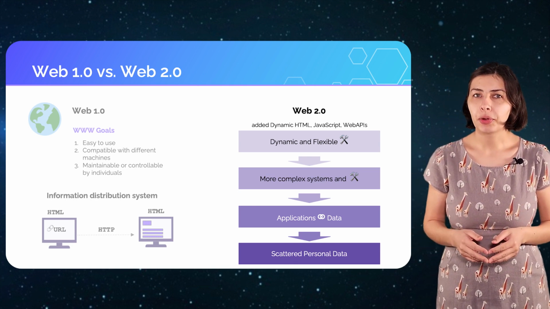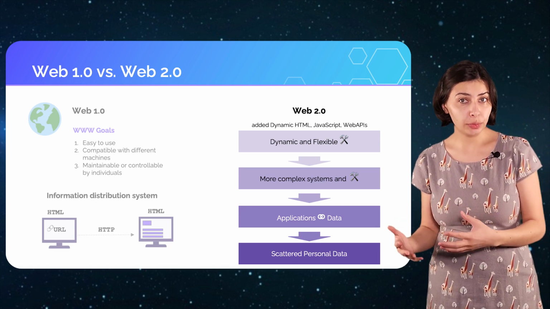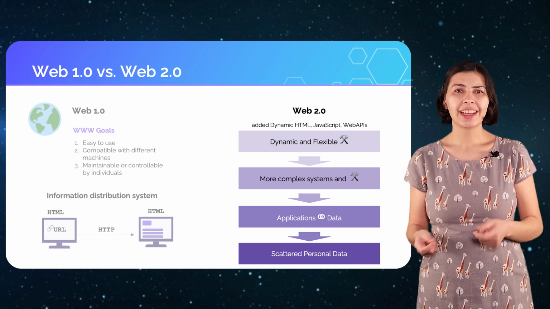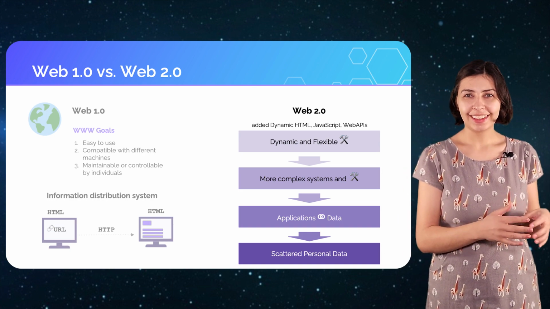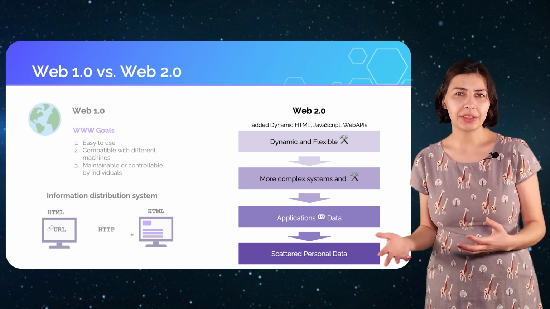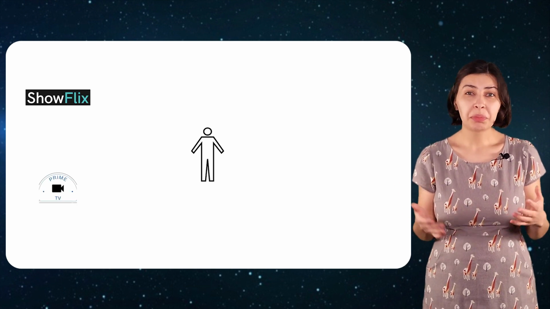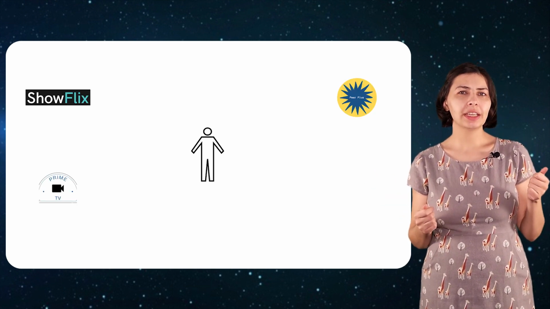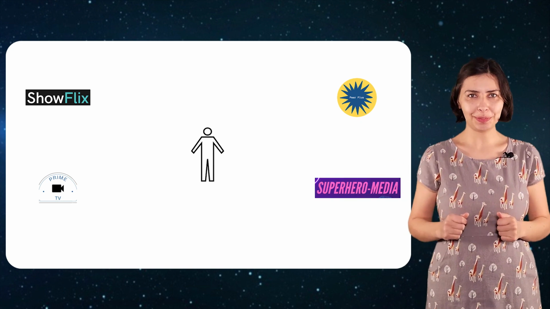Let's look at an example of how the traditional Web 2.0 way of building applications that are strongly coupled with data results in scattered personal data for users and their experiences on the web. We'll start with a person who is subscribed to a number of streaming services. They can be Showflix, Prime TV, Pair Plus, and let's say Superhero Media.